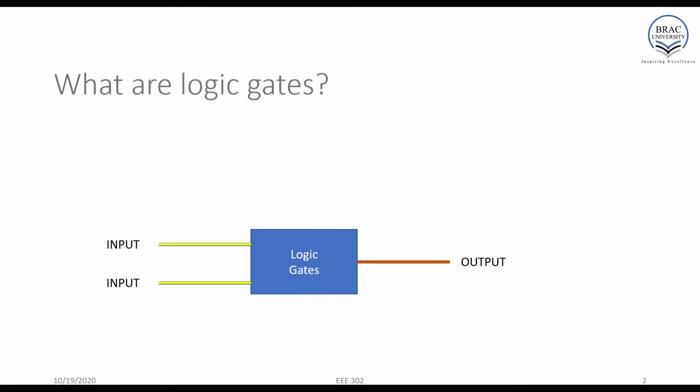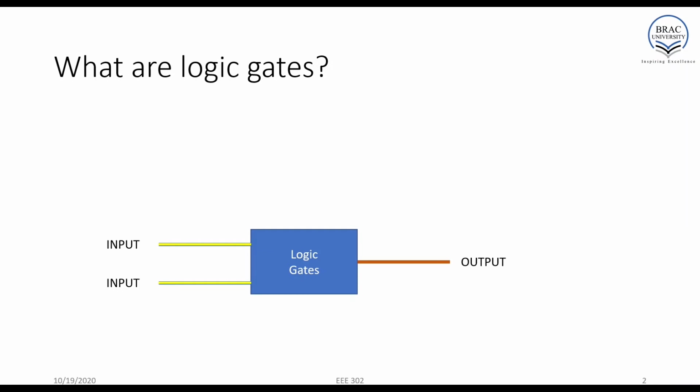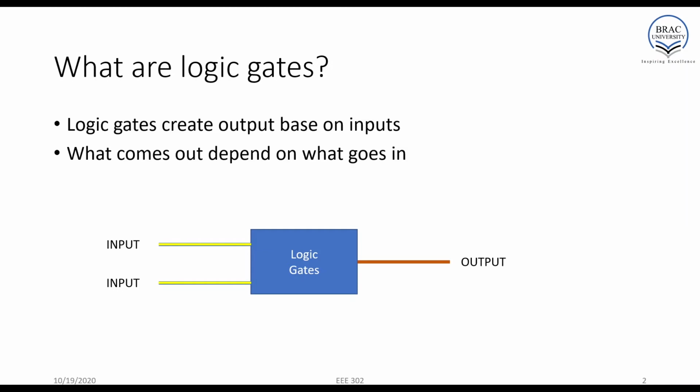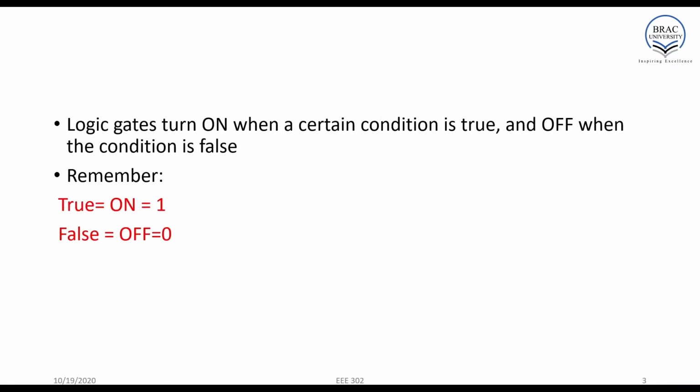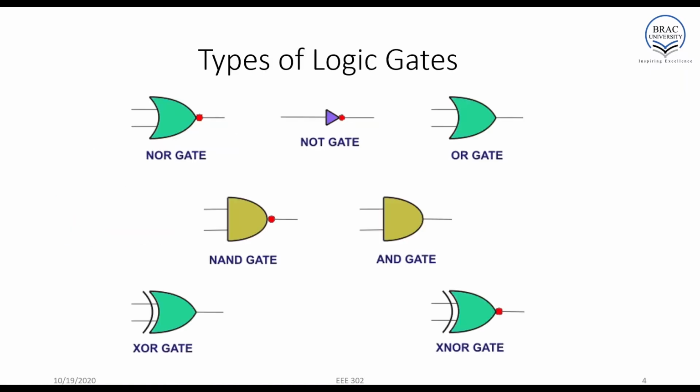So what are logic gates? Logic gates give you output based on some inputs. A gate turns on when a certain condition is true and off when the condition is false. Whenever we say true or on, it means digital 1, and whenever we say false or off, it means digital 0.